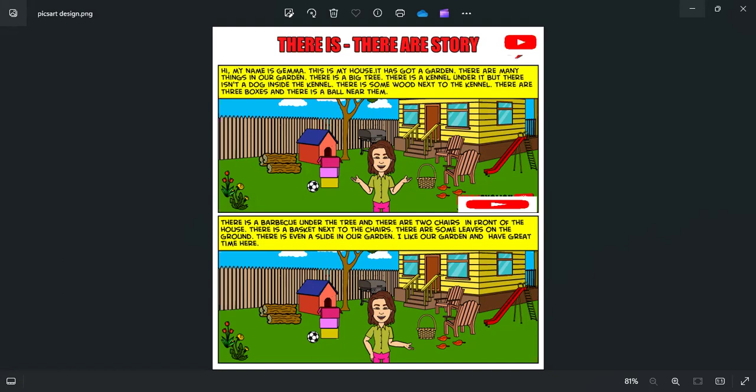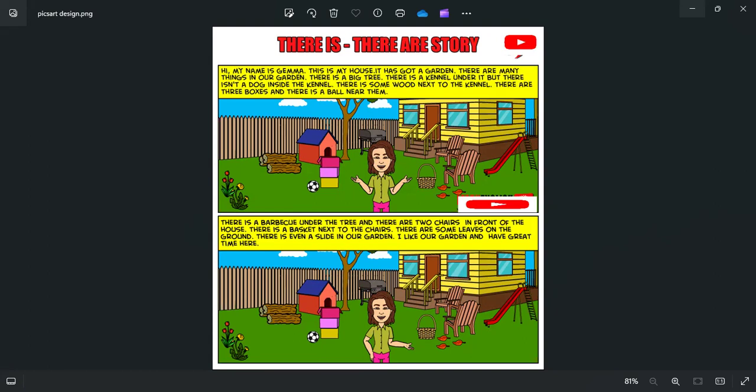When the thing is singular, one item, one thing, that time we use there is. We use there is, there are when things exist.